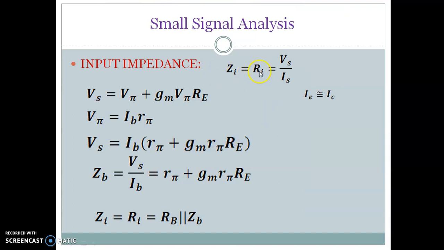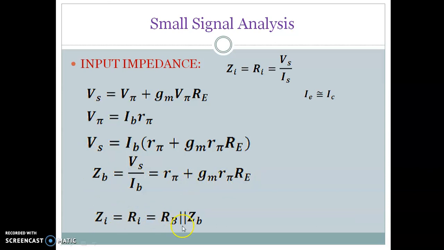So Zi is equal to VS by IS. VS is nothing but the drop across your r pi plus the drop across your RE. So drop across r pi is V pi. And drop across your RE is, I am taking emitter current as approximately my collector current, so it is gm V pi RE. And V pi is nothing but IB r pi. So VS is equal to IB times r pi plus gm r pi RE, which is ZB, because VS by IB is ZB, which is r pi plus gm r pi RE.